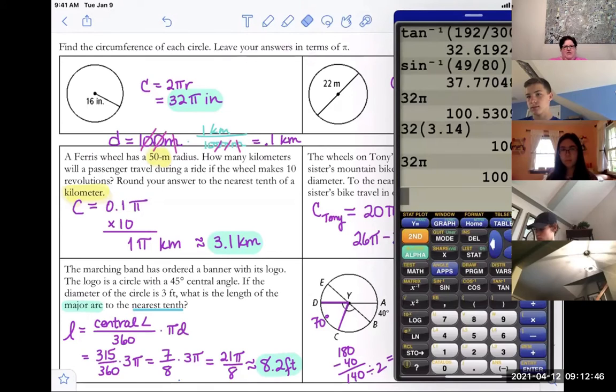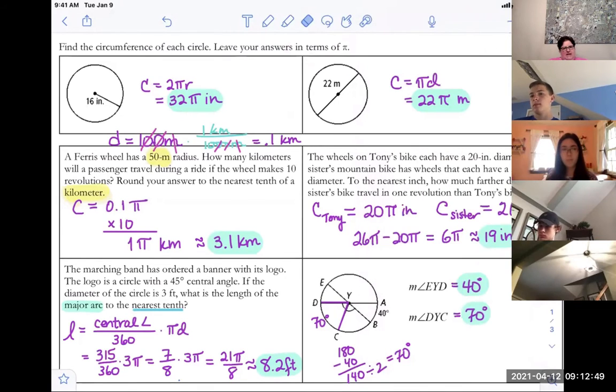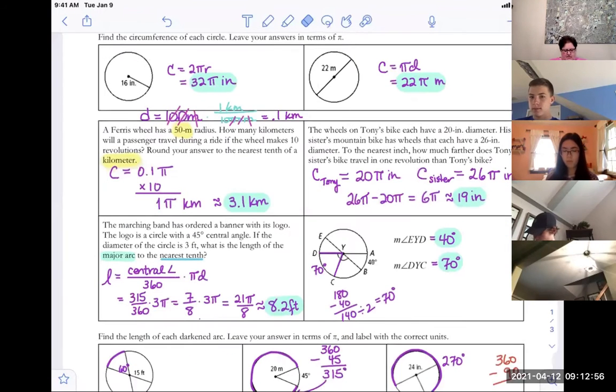All right, but just know that unless the problem says use 3.14 as approximation, which hardly is ever going to happen, you should be using the pi button.